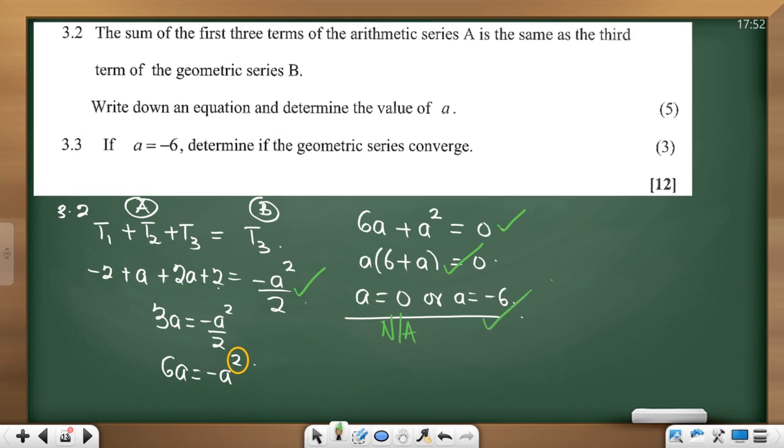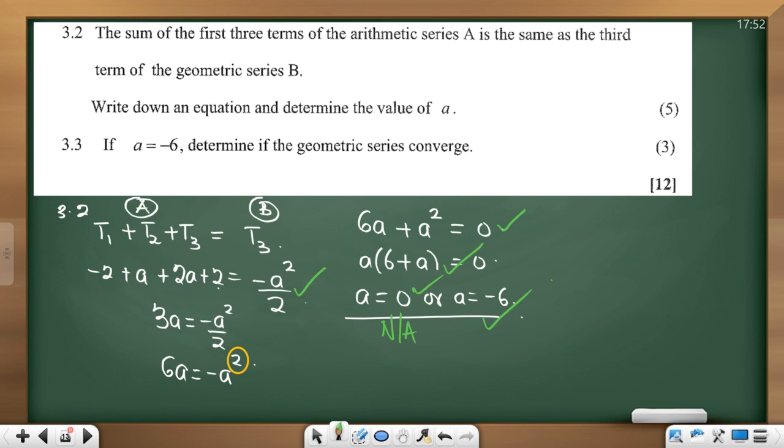So we get a mark there. 1, 2, 3, 4. Write down the question and determine the value of a. So a can only be negative 6. For factorizing, we get 1 mark, and for the factors, we get another mark. And for selecting, we get our final mark. I hope it makes sense, guys. A cannot be 0. If a is 0, then there's no ratio, because our ratio is a over 2.